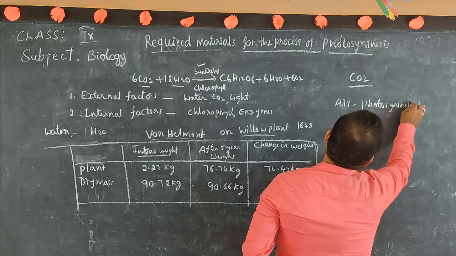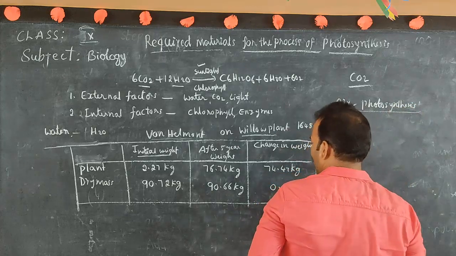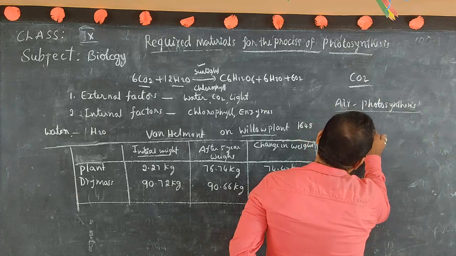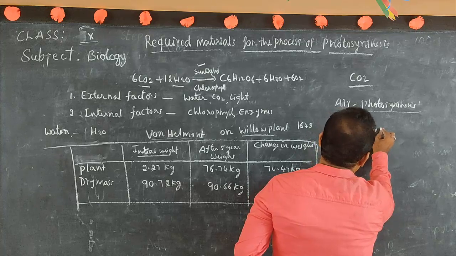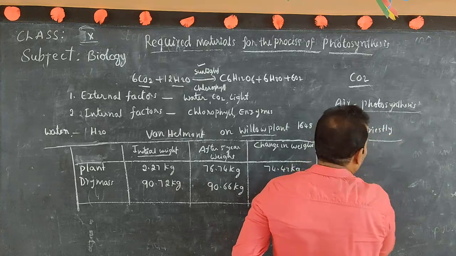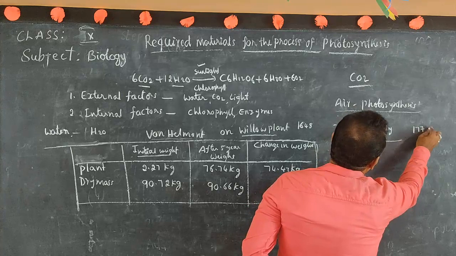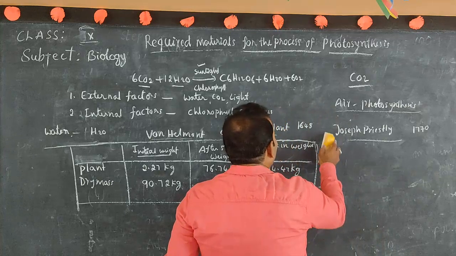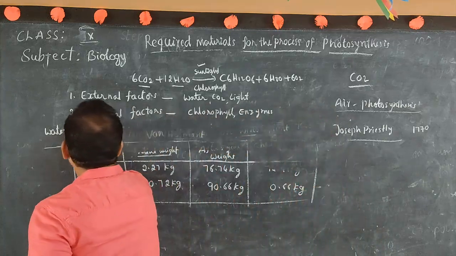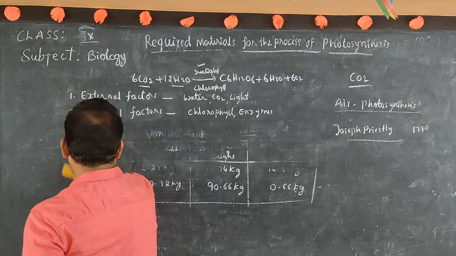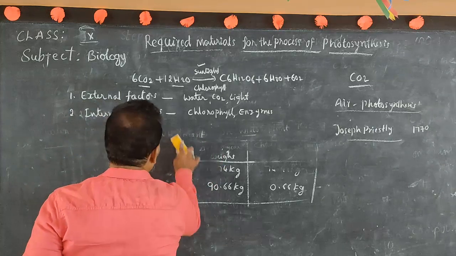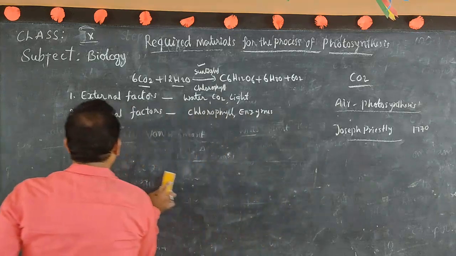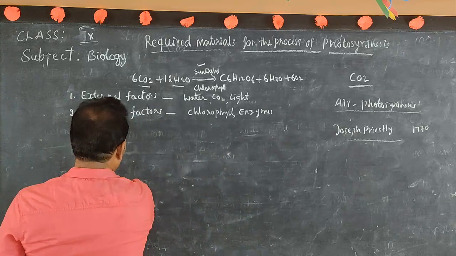Air is essential for the survival of living organisms. Joseph Priestley conducted the experiment in the year 1770, and he proved that air is essential for the survival of living organisms. How did he prove that? What was the experiment of this Joseph Priestley?